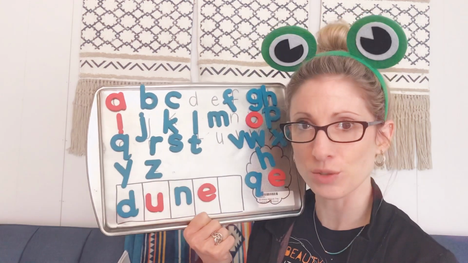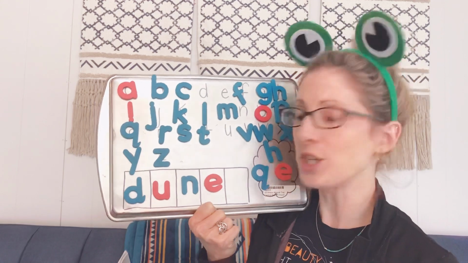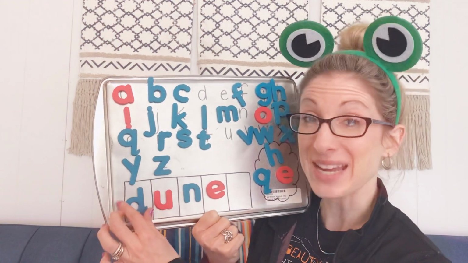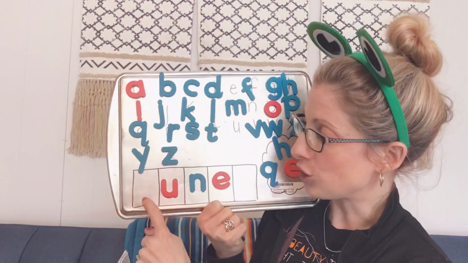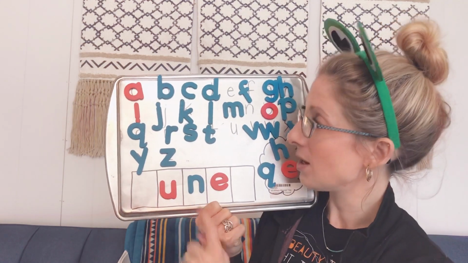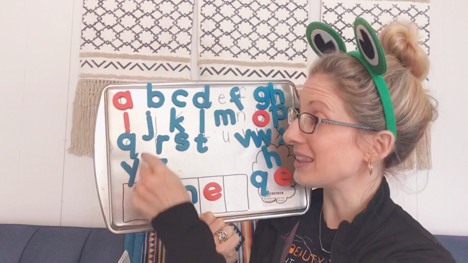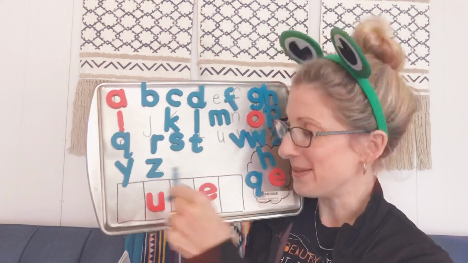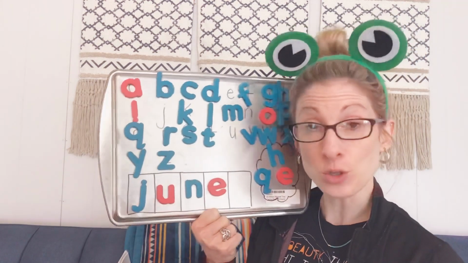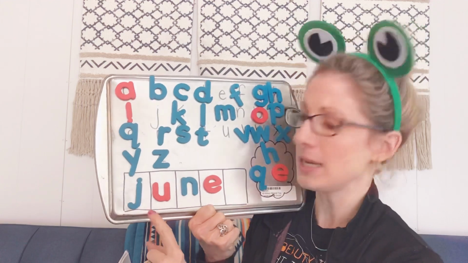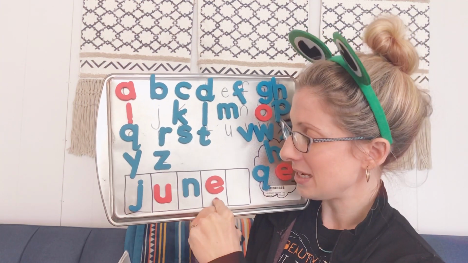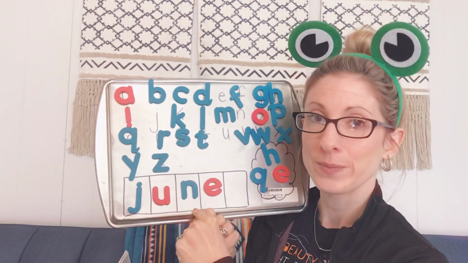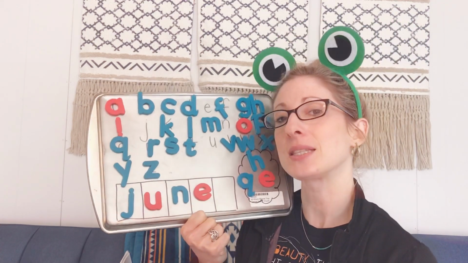Can you spell June? Which one do I need to break away? That's right, the D. June. June. I need to move the letter J. Right there. Can you spell June? Spell it with me. J-U-N-E. June.